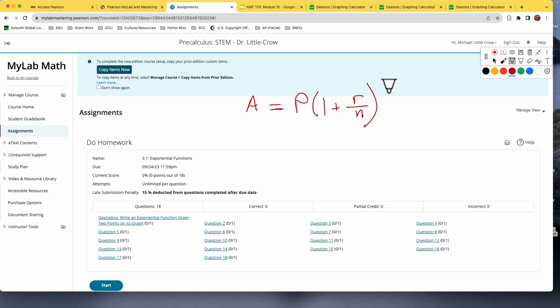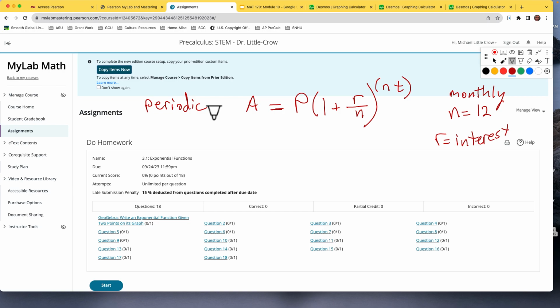And then we raise it, and I'm going to put this in parentheses because you might need it. You raise it to the n times t, where t is the number of years, n is the number of compounding periods. So if it's monthly, what would n be equal to? There's 12 months in a year. If it's daily, it's 365. And then r is your interest rate. There's another function, so this is for periodic compounding, and that means by period.